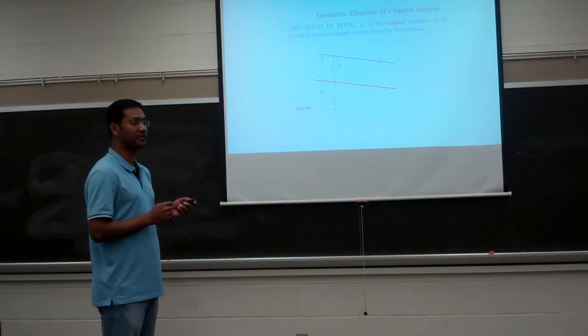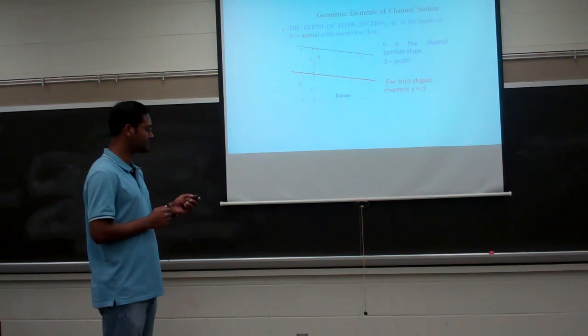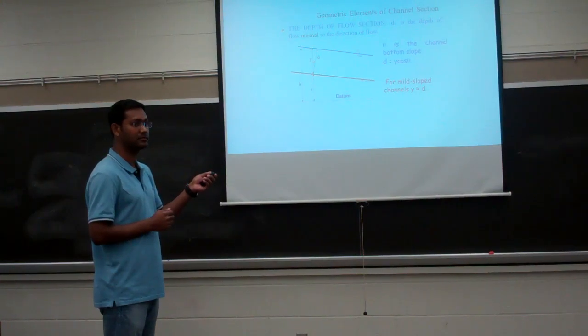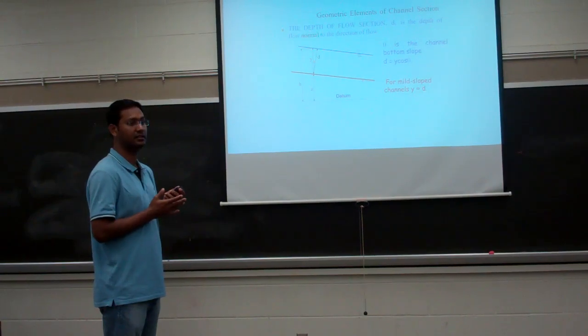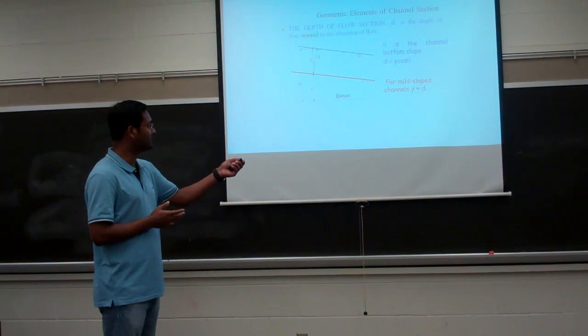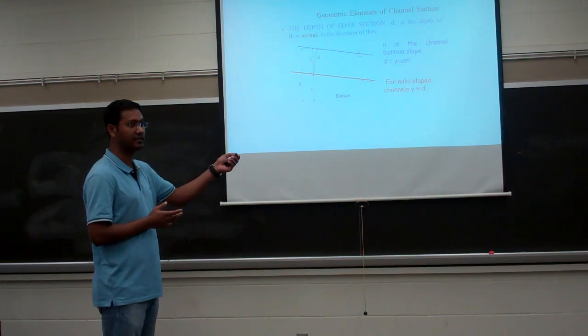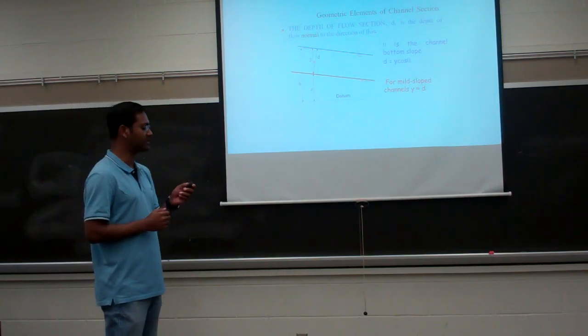And there is another depth, the depth of flow section. So what is the depth of flow section? In the same situation, if I take this distance from the channel bottom, which is perfectly normal to the direction of the channel bottom, denoted by D, so it is normal to this channel bottom. So this depth is called depth of flow section. So these are the elements. There are some other elements.